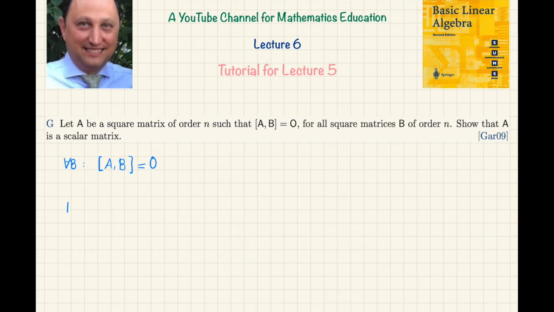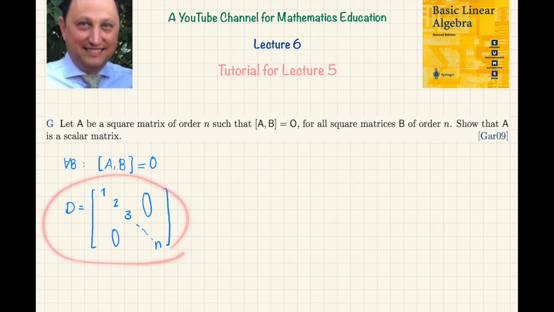Now let us consider this very particular diagonal matrix D: 1, 2, 3 up to n on the diagonal, and everywhere else equal to 0. This is an n by n matrix, and I know that this matrix A commutes with all n by n matrices, including this particular matrix D. So I can conclude that A commutes with this D that I have defined in this way, and now I will invoke the previous problem F.